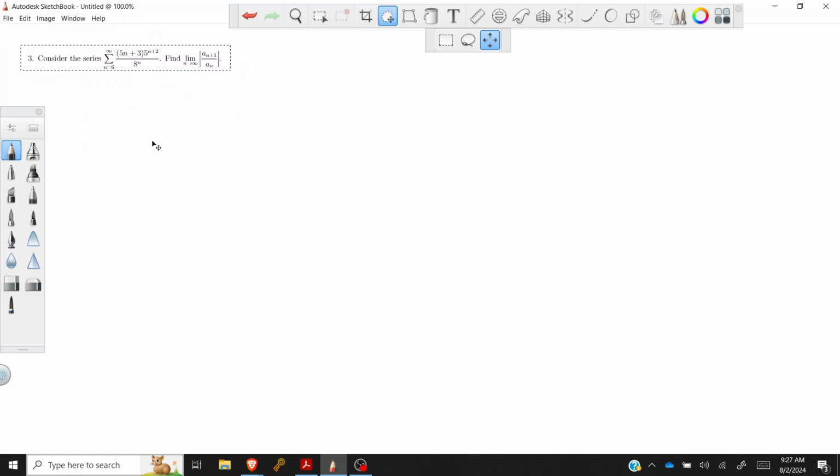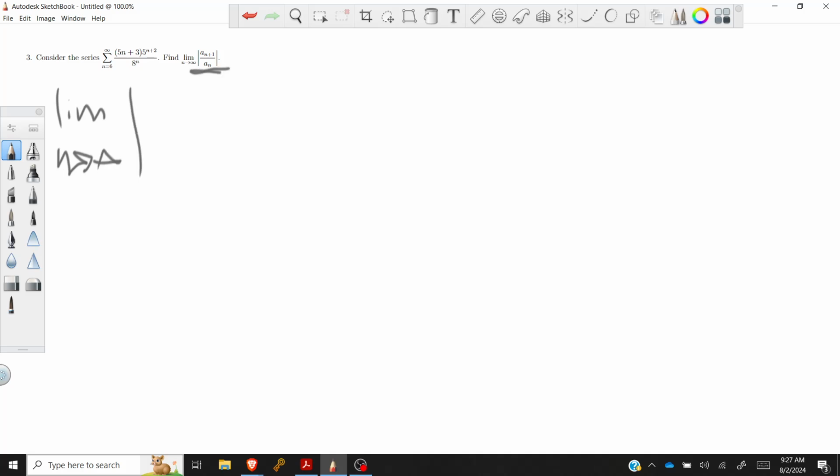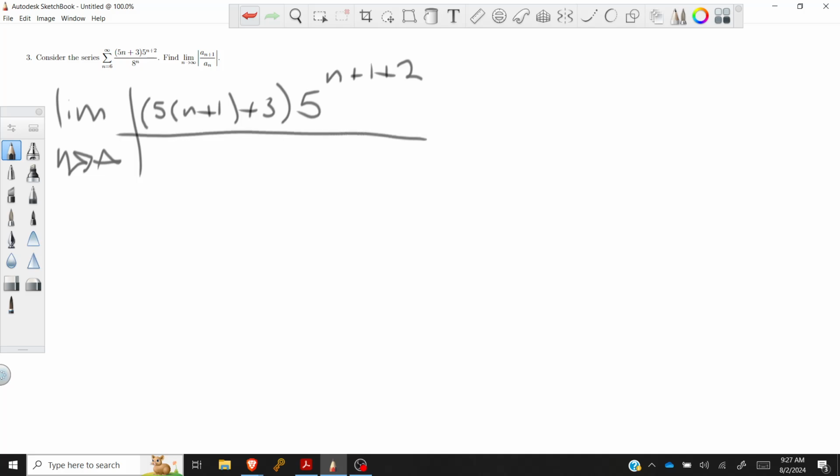So this is our second one, the series 5 to the n plus 3 times 5 to the n plus 2, all over 8 to the n. So let's take the limit as n approaches infinity of a sub n plus 1 over a sub n. So I'm going to do 5 to the n plus 1 plus 3, 5 to the n plus 1 plus 2, all over 8 to the n plus 1. I'm going to multiply by the reciprocal, which is 8 to the n over 5 to the n plus 3 times 5 to the n plus 2.